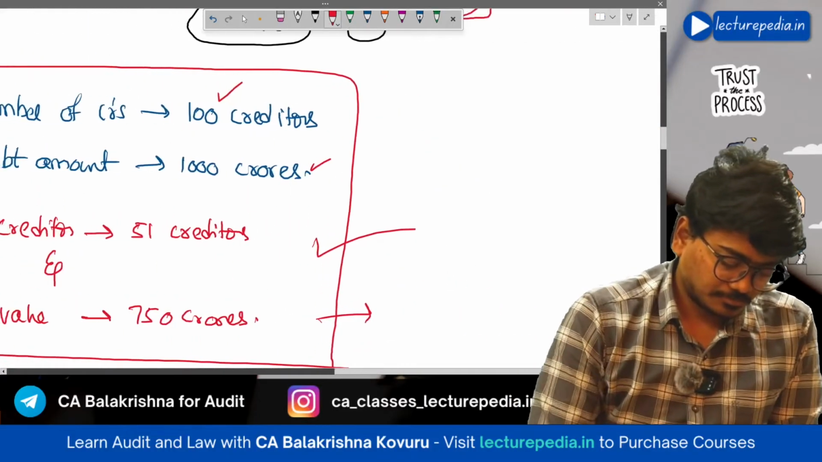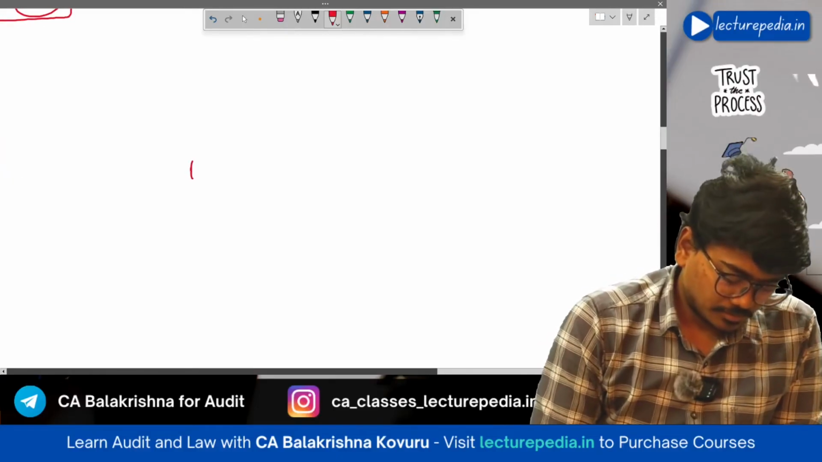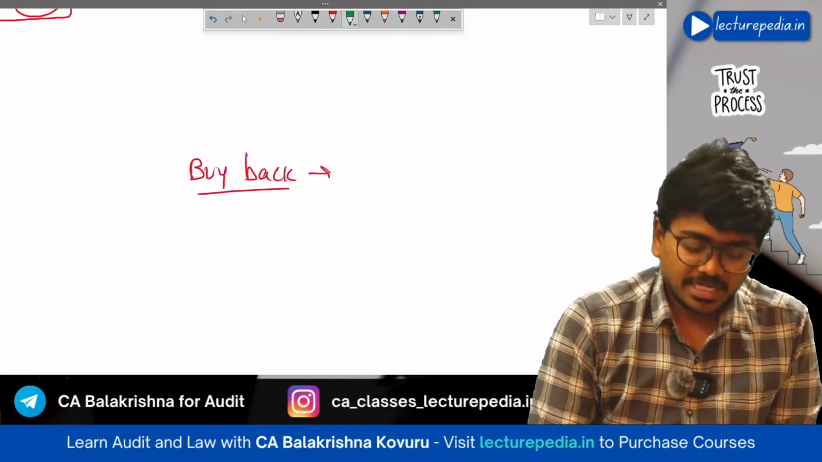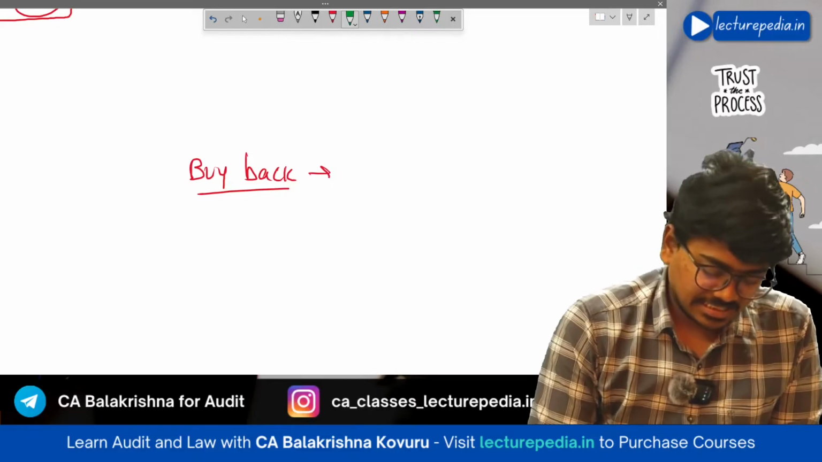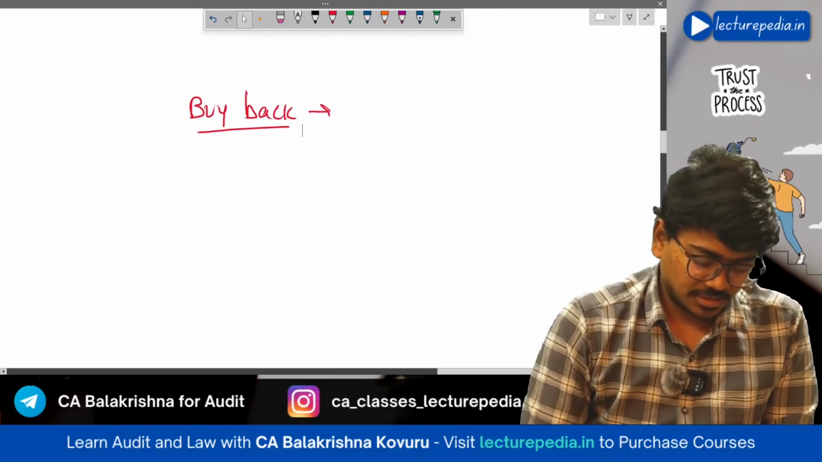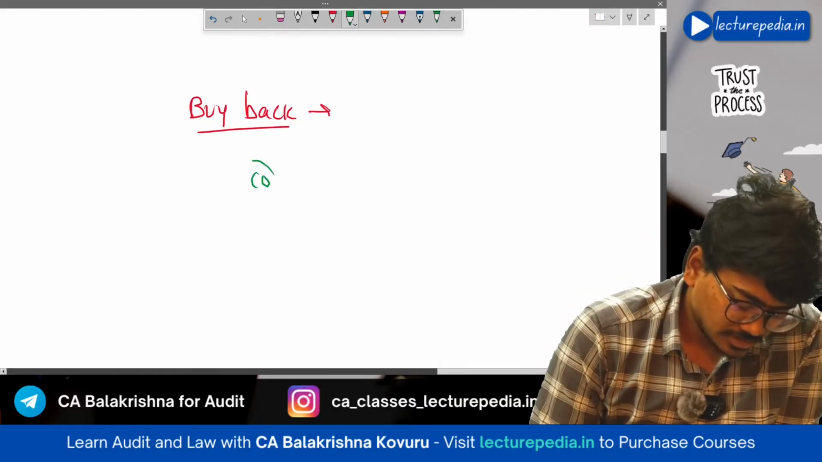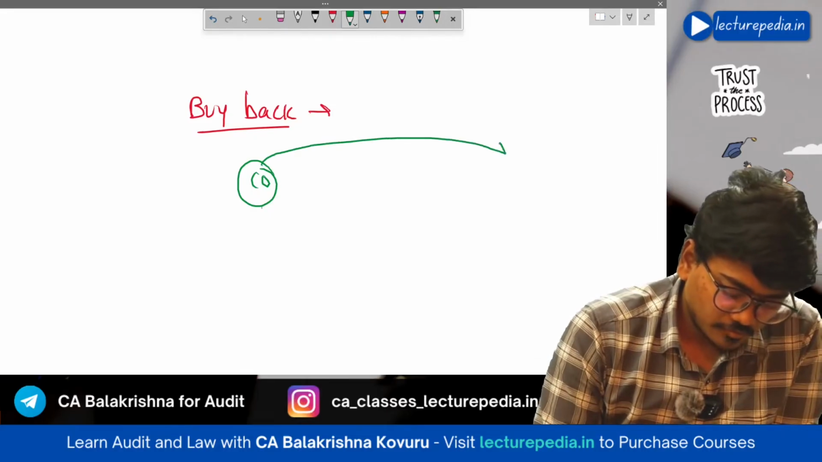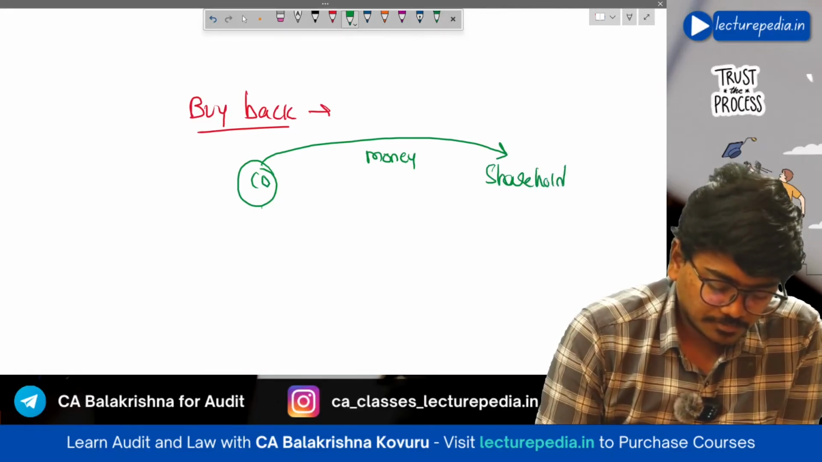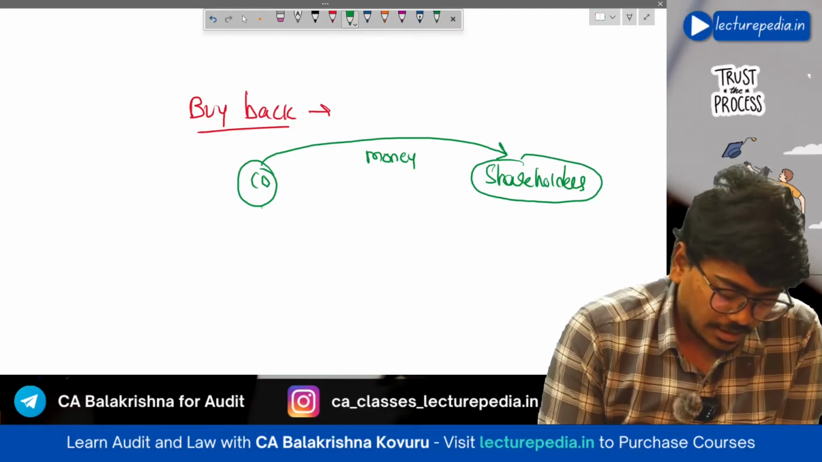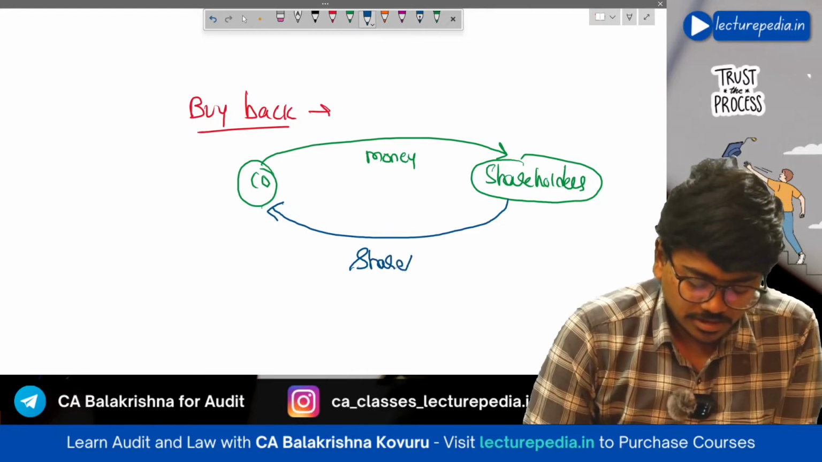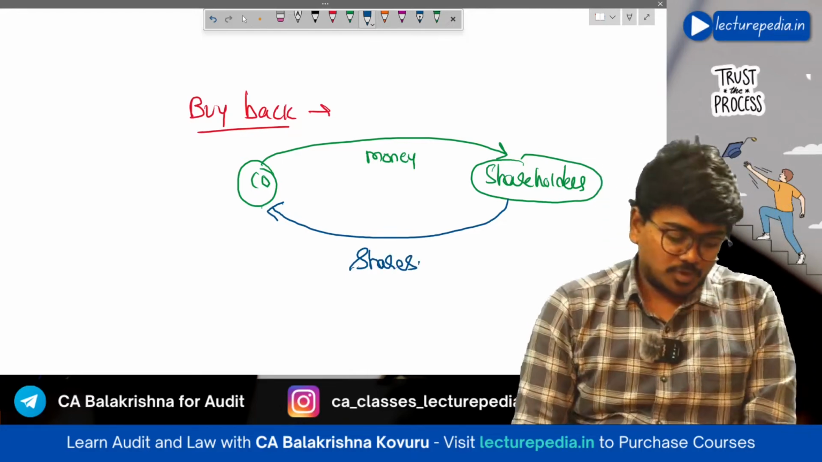First of all, buyback. Buyback means, you already know, the company will purchase the shares of the company from the shareholders. Here, the company will give money to shareholders, and from shareholders it will take shares. This is buyback, you already know.